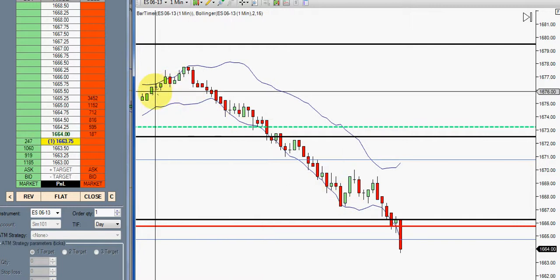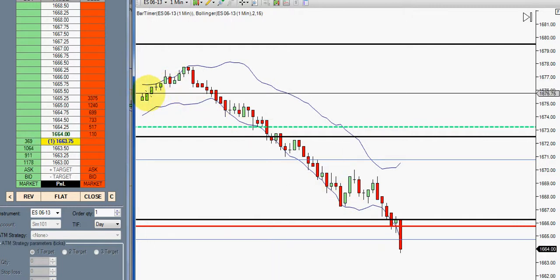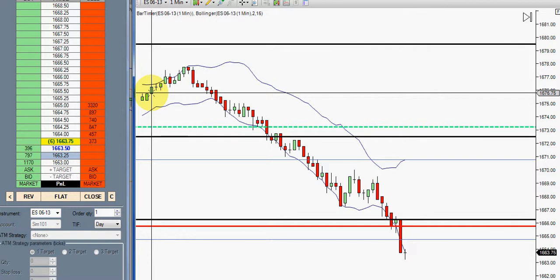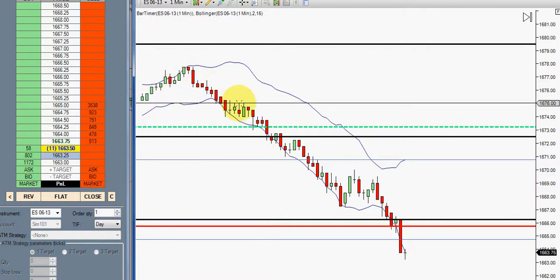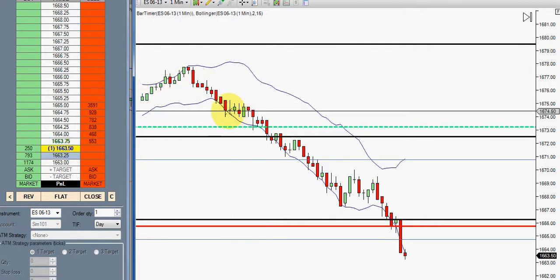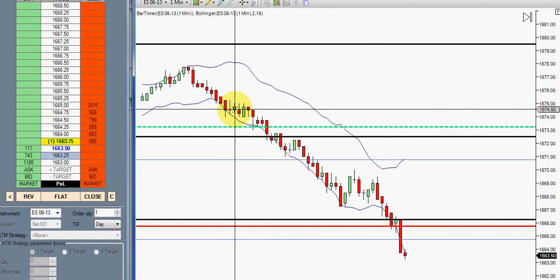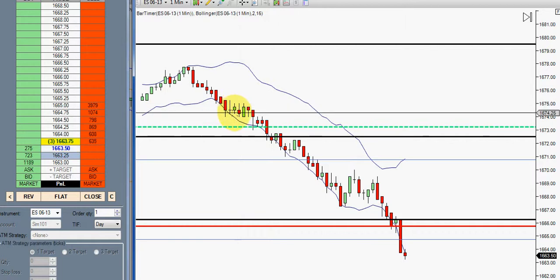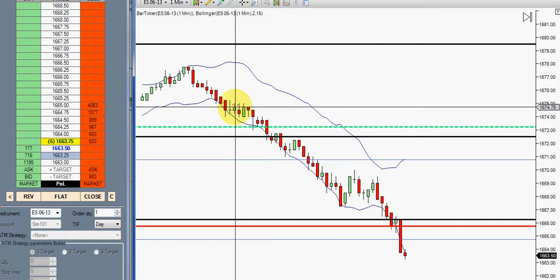Basically, the green candle right here. So the basics of a candle: you have your open, your high, your low, and your close. Let me see if I can find one that'll demonstrate that. Okay, here's one right here. So the bottom of this candle right here, this little green one, is the open. The top line is the high of the candle. Right here is the low. And then this is the close.